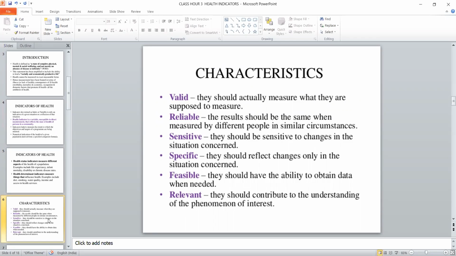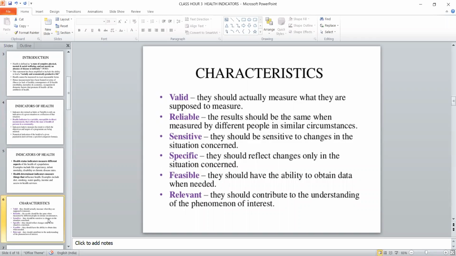So for that, we are listing 6 factors. If these 6 factors prevail in a measurement, then definitely that indicator has an impact on health. Or we may say, this is how to analyze a health factor. The first of the 6 factors is validity. That is, they should actually measure what they are supposed to measure.